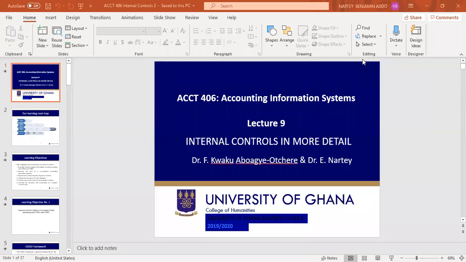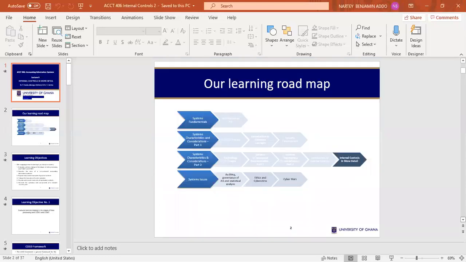Good morning, students. In our last lecture, we looked at two internal control frameworks that have been promulgated, the COSO framework and the COBIT framework. In today's lecture, we want to look at internal controls in more detail. So the study covers these 5 objectives.